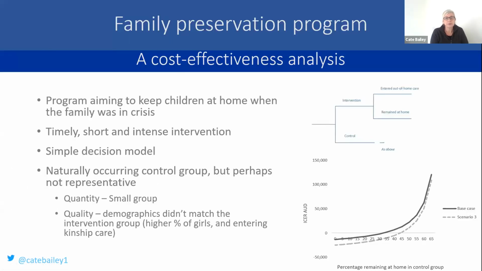For our cost effectiveness study of a family preservation program aiming to keep children at home when the family was in crisis rather than going into care, we used a simple decision tree model. This program was a timely, short and intense intervention, and we had a naturally occurring control group that was formed by families for whom there was no availability in the program at the time.